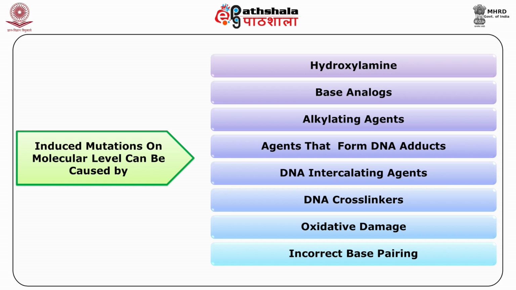Agents that form DNA adducts, for example, ochratoxin A metabolites, DNA intercalating agents, for example, ethidium bromide, DNA cross-linkers, and oxidative damage. Nitrous acid converts amine groups on A and C to diazo groups, altering their hydrogen bonding patterns, which leads to incorrect base pairing during replication.